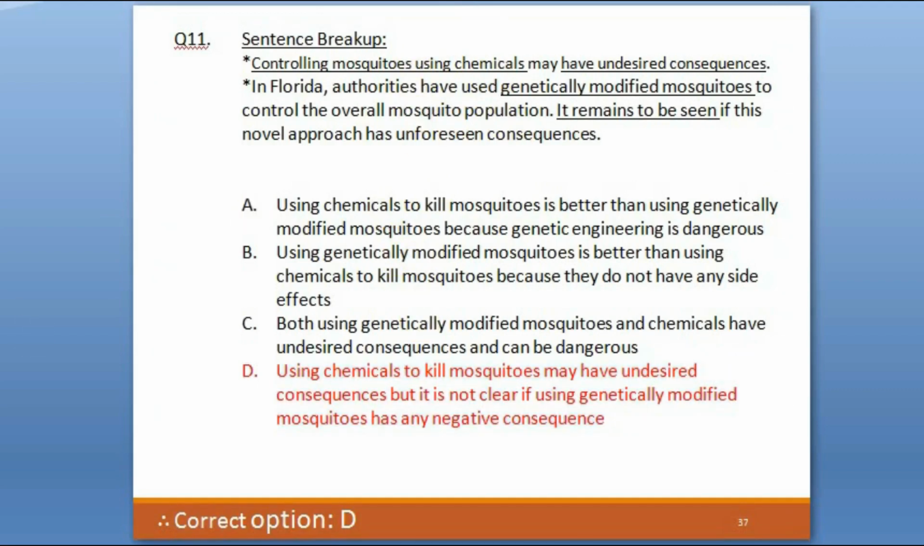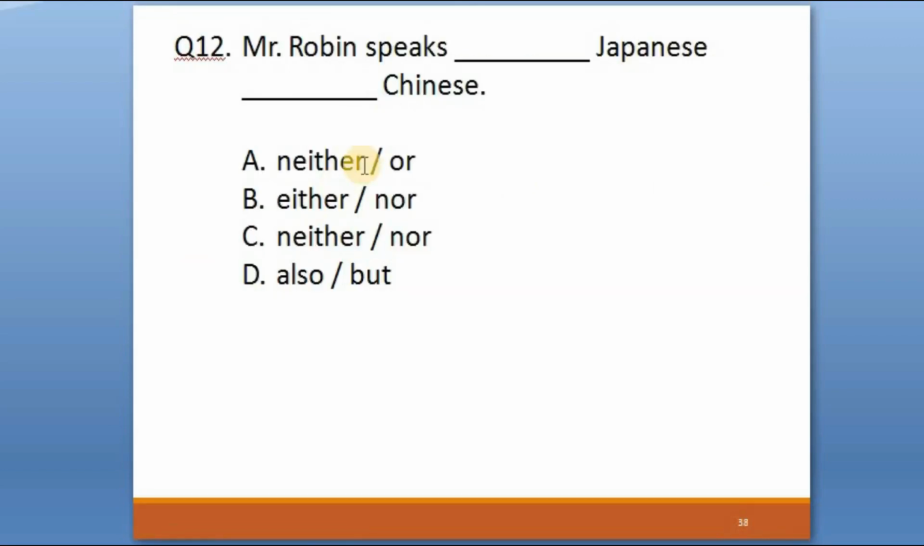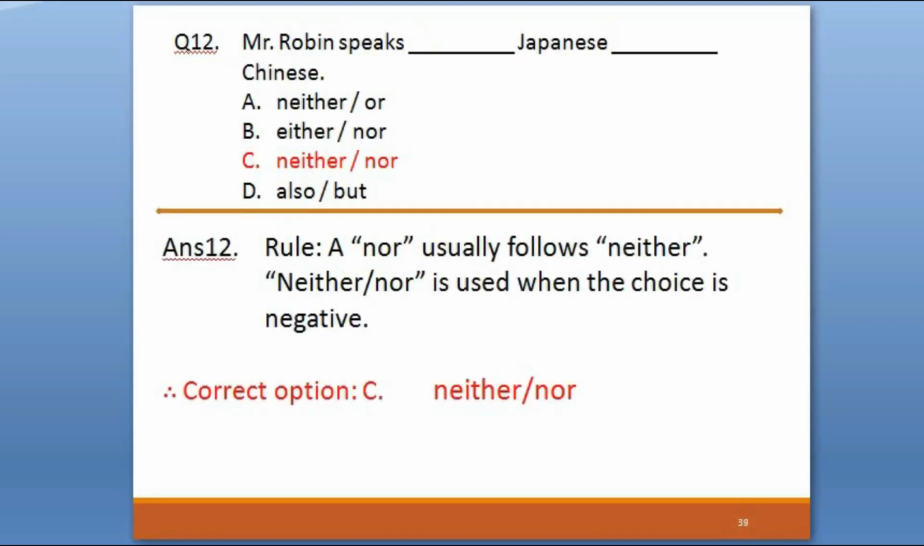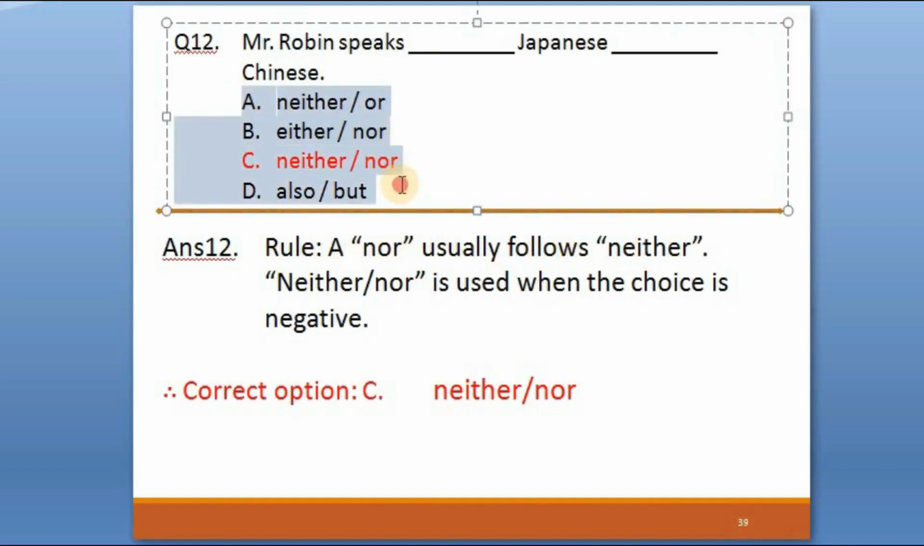Mr. Robin speaks Japanese Chinese. So in these questions, what do we have to use? We have to use the appropriate combination. As you see here, the rule says that nor usually follows neither. So in the given options, neither and nor are given. So nor always follows neither.